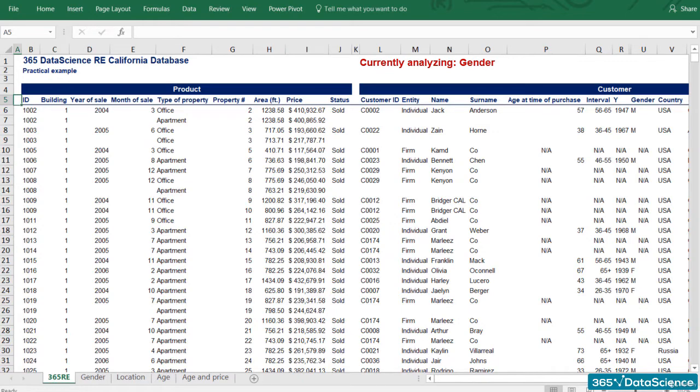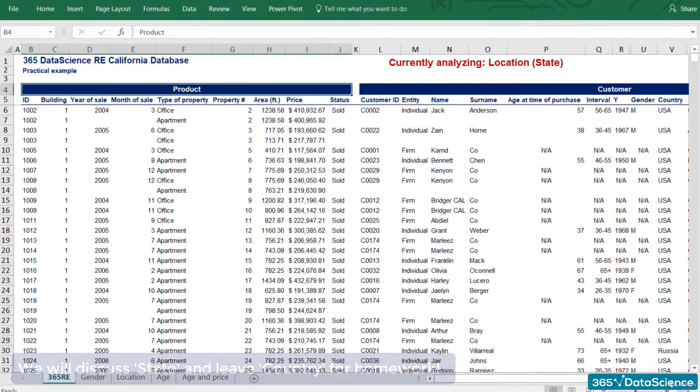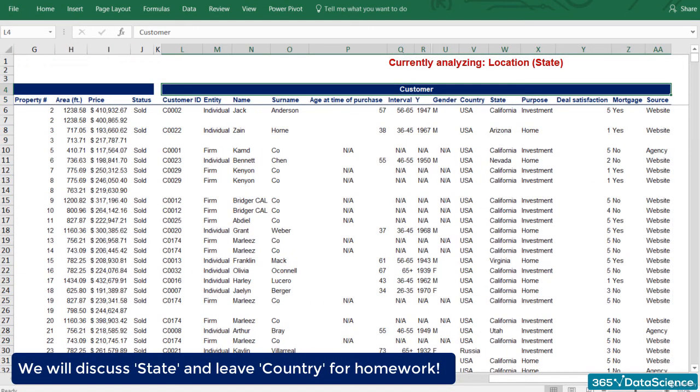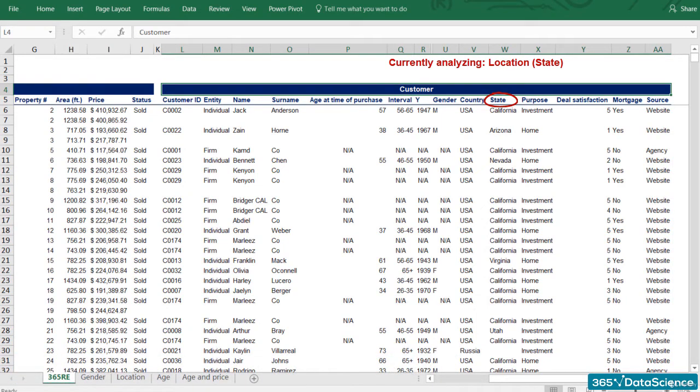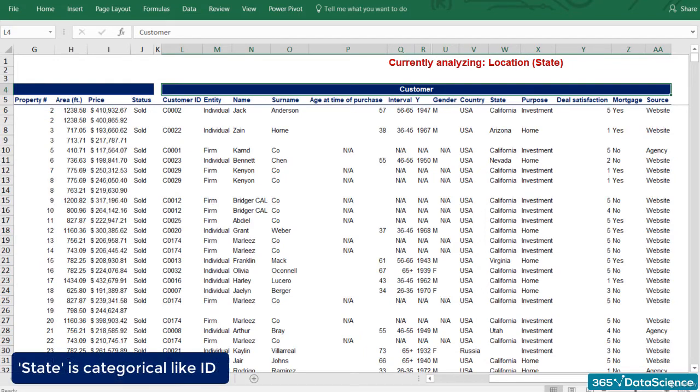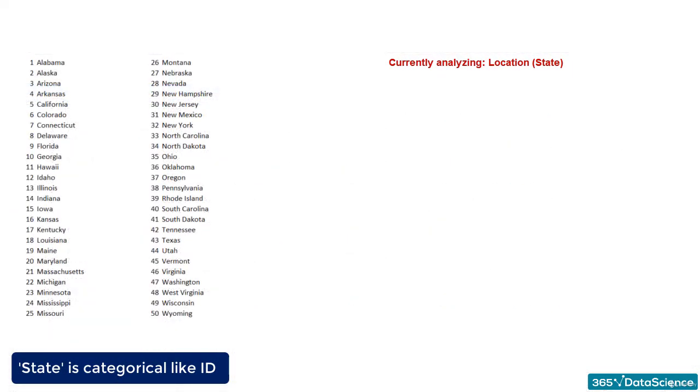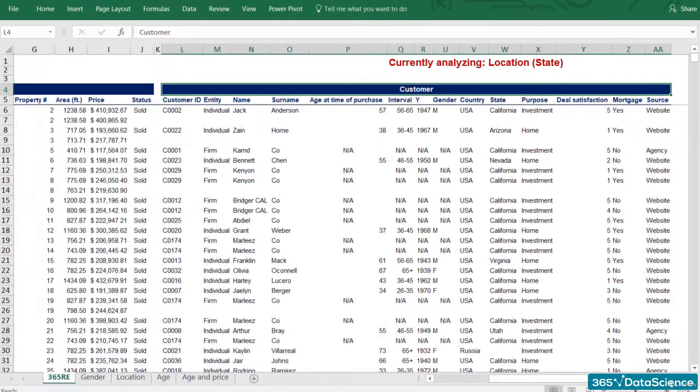Finally, let's check out the location. We will discuss state in more detail and leave country for homework. The state variable refers to sales in the USA only. Note that only if the country input is USA would we have a value for state. State is a categorical variable like ID that we talked about earlier. In fact, you can label the US states from 1 to 50 and use numbers instead. Either way, the variable is categorical and its level of measurement is nominal.